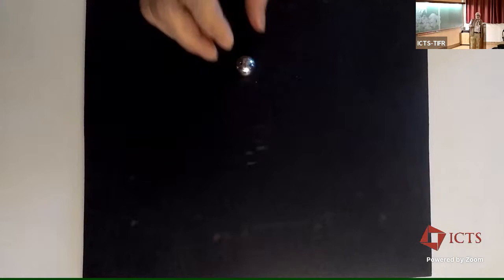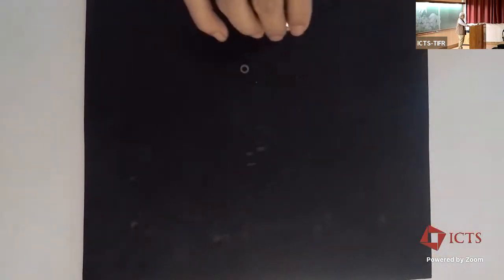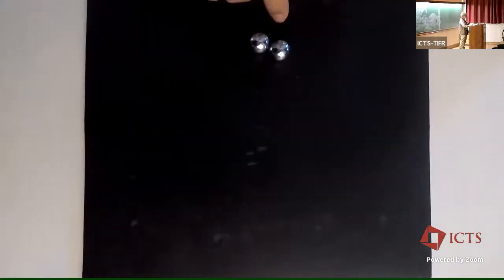Take a single one, and it is probably Deepak's hand or Shankar's, and they push it. Clearly, if you just put a white spot on it, you will see that it's actually rolling and it's not sliding, obvious. Right? Next is two of them.